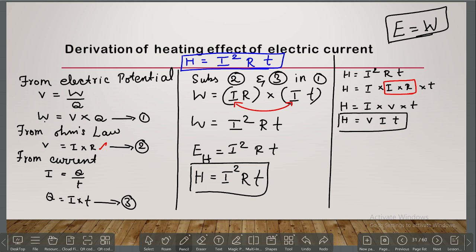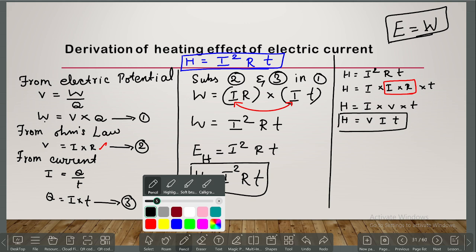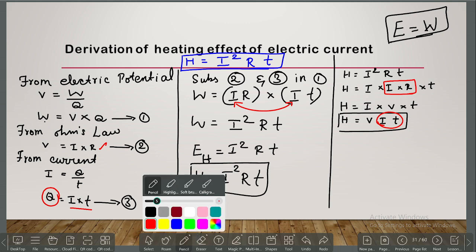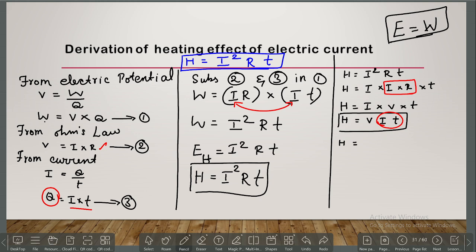Even we can rearrange this formula in a different manner. Here we have I into T. Look at over there, I into T is nothing but Q. So instead of I into T, we can write H is equal to V Q. This is the next relation we have. Based upon the given data, we can use this formula also.